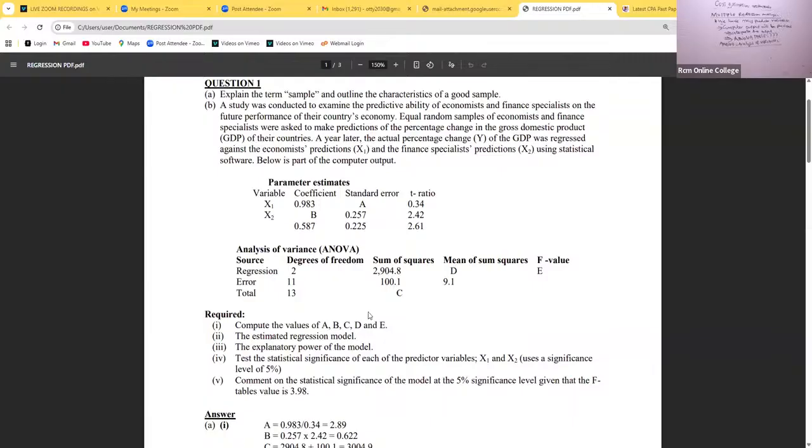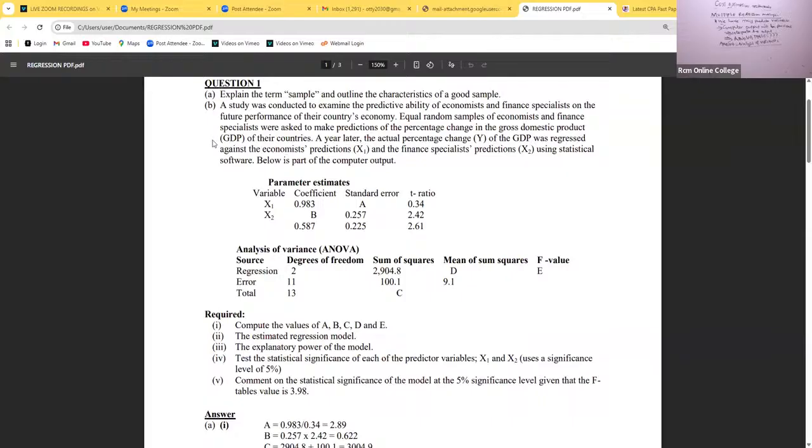We are told here, a study was conducted to examine the predictive ability of economists and finance specialists on the future performance of their country's economy. Equal random samples of economists and finance specialists were asked to make predictions of the percentage change in GDP of their countries. A year later, the actual change in GDP was regressed against the economists' predictions and the financial specialists' predictions using statistical software. They'll give you a computer output. So below is part of the computer output.